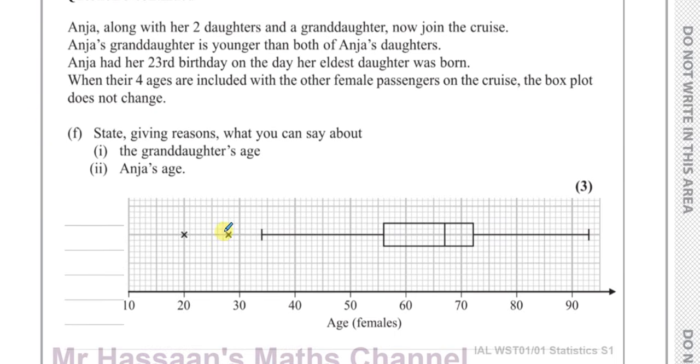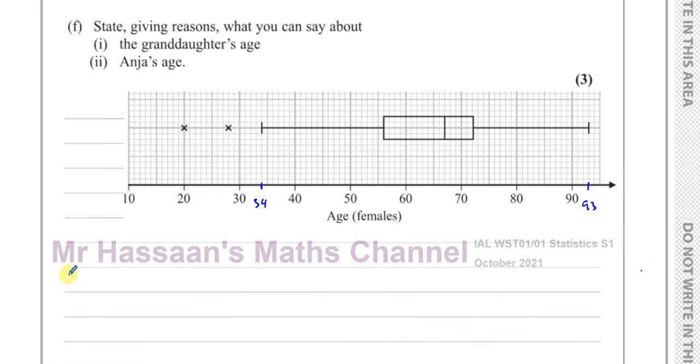All right, now we know the outliers are here. Outliers would be when the age is less than 34, and when the age is greater than 93. Now, if the box plot didn't change, there can be no new outliers, because if the outliers were included, it would change by having to add these crosses. So we can say first of all that there will be no outliers.